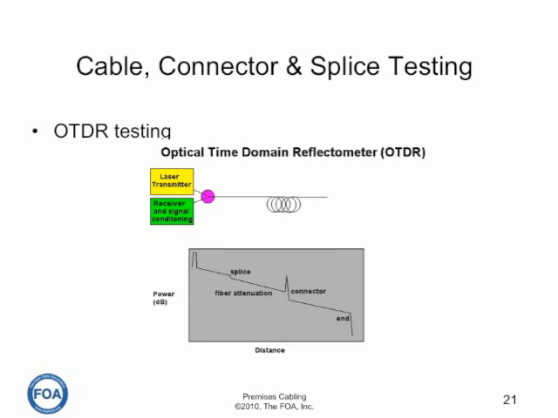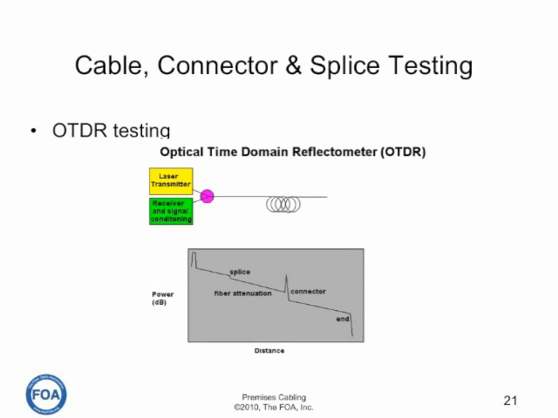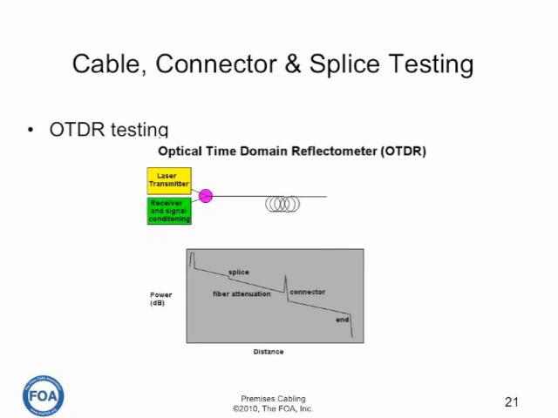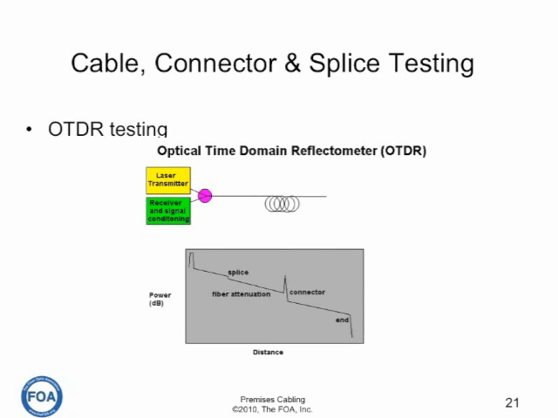The other problem with OTDRs is they don't work on short cables. They require a long launch cable and cables typically more than 50 meters long in order to be able to test at all. If you don't have a long cable, the information you get from an OTDR may be totally erroneous and very confusing.